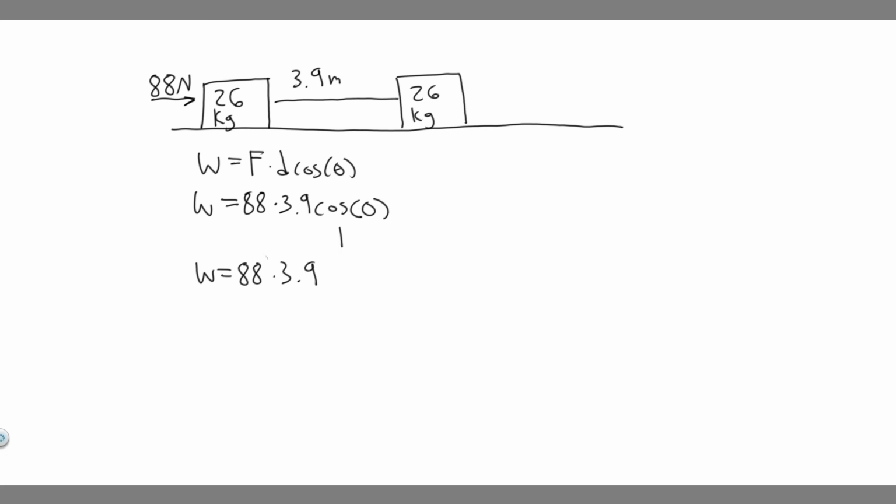So you just want to do 88 times 3.9. So 88 times 3.9, you're going to get work is equal to 343.2. And we measure work in joules. So it's going to be 343.2 joules. That's going to be the amount of work done. So this is going to be your answer.